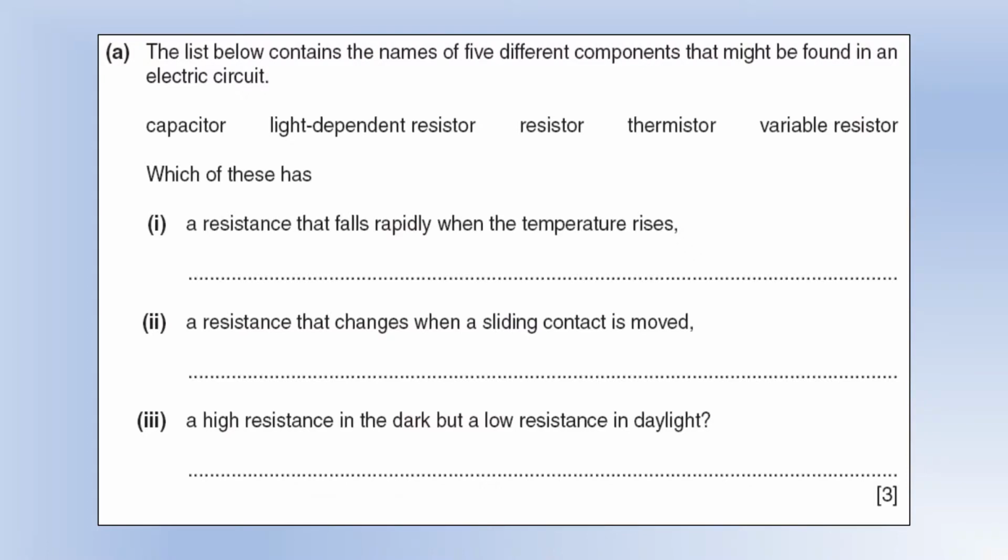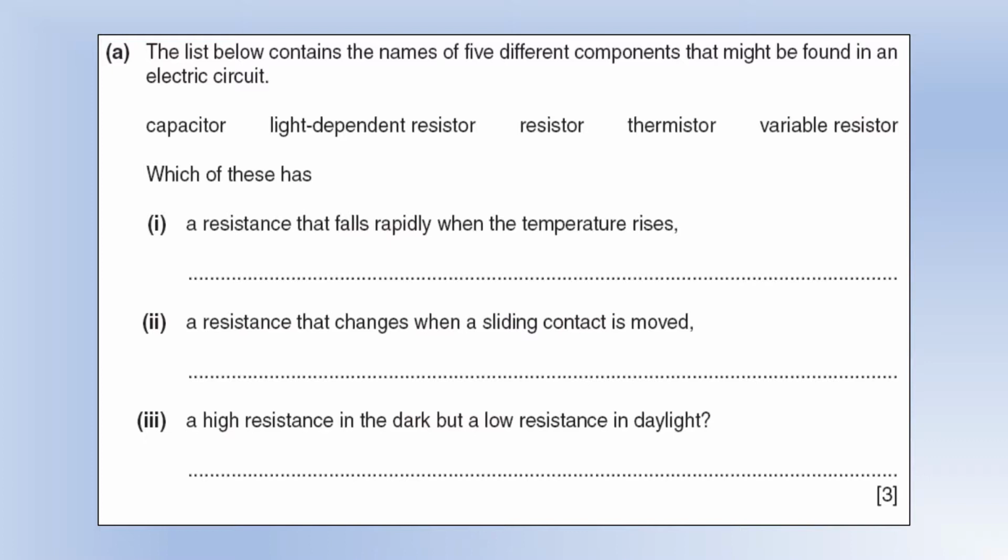The list below contains the names of 5 different components that might be found in an electric circuit. I'm just going to quickly describe each of the 5 and then we'll see what matches. A capacitor is a way of storing charge, used in things you want very high power from your storage, like in Formula 1 cars, which use them quite a lot. LDRs, the resistance increases as light intensity decreases. Resistors, they turn electrical energy into thermal energy and decrease current. Thermistors, as temperature increases, their resistance decreases. And a variable resistor is a resistor that you can change the resistance of.